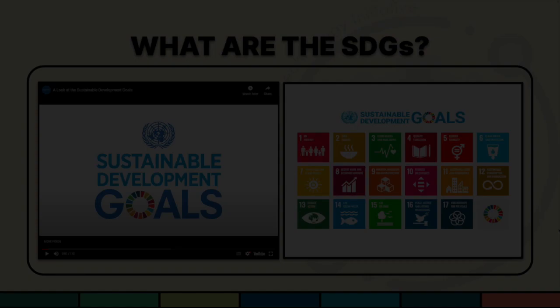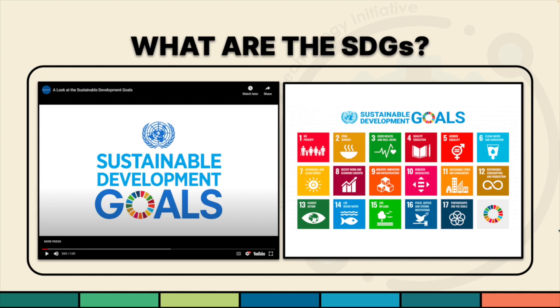As described on the United Nations website, the Sustainable Development Goals are the blueprint to achieve a better and more sustainable future for all. They address the global challenges we face, including poverty, inequality, climate change, environmental degradation, peace, and justice. They include 17 goals that the United Nations adopted in 2015, with the agreement to meet by the year 2030. The goals can be sorted into five categories to help understand them, also known as the five P's of the SDGs.